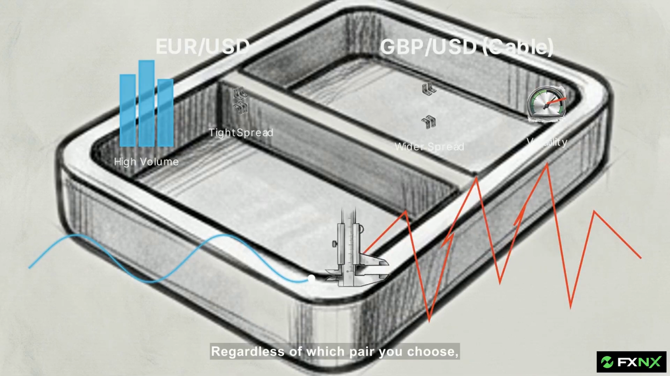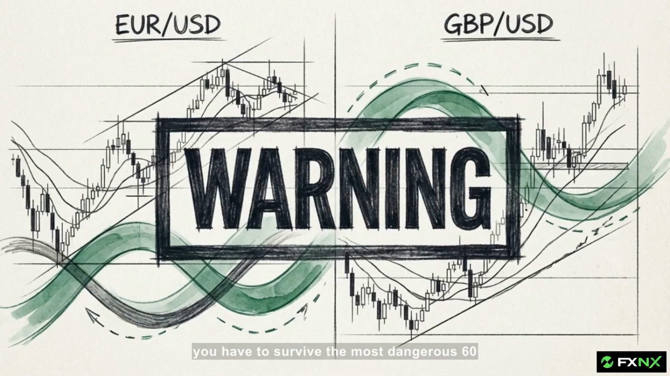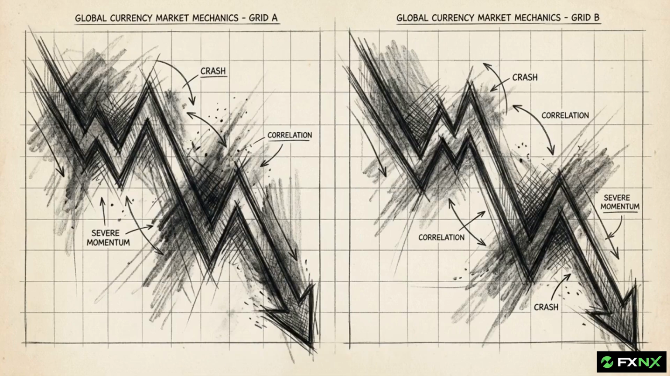Regardless of which pair you choose, you have to survive the most dangerous 60 seconds of the trading day, 8:30 a.m. Eastern, the exact time major U.S. economic data drops. When inflation reports or non-farm payrolls hit the wire, institutional algorithms instantly reprice the assets. The market reaction is violent and immediate.